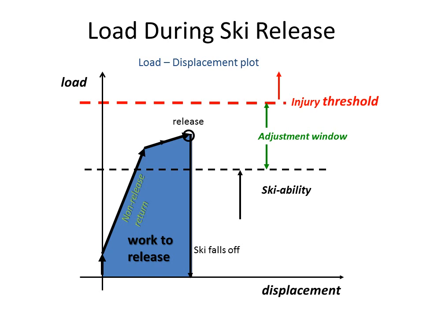This slide shows a load displacement plot for a ski binding as it releases the ski from the skier. As one can see, there's a skiability line. All forces below that are required to transmit control loads to the ski. In between the skiability window and the injury threshold, there is an adjustment window where the ski binding can be adjusted to release the ski from the skier. In the event that the ski is not released from the skier, it returns along this path to its original starting position.